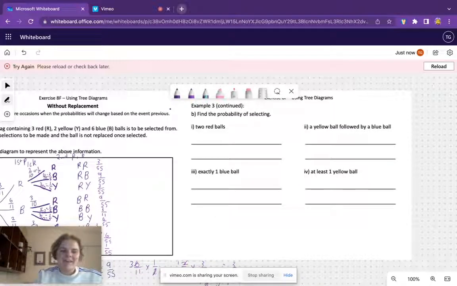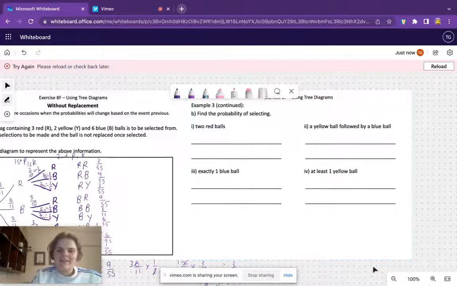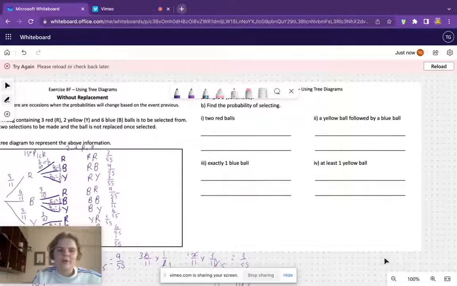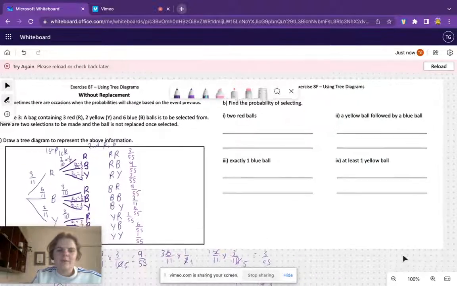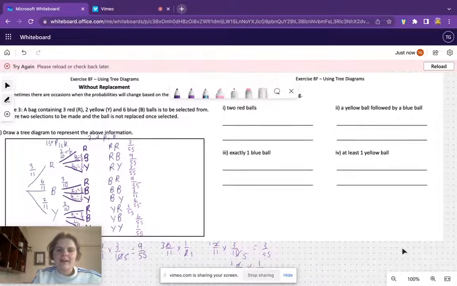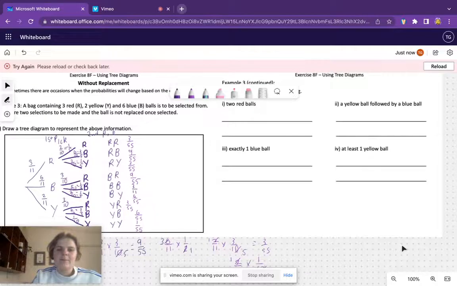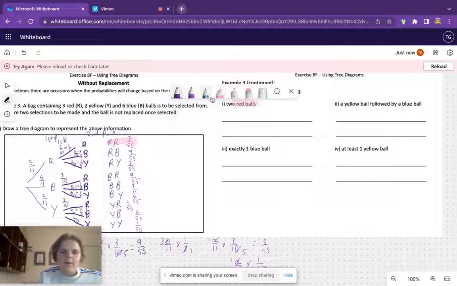Now we've got to find the probability of selecting 2 red balls. So let's check our sample space now and see if we can find 2 red balls. 2 red balls. There's only one. We've already done the work. It's 3 out of 55.